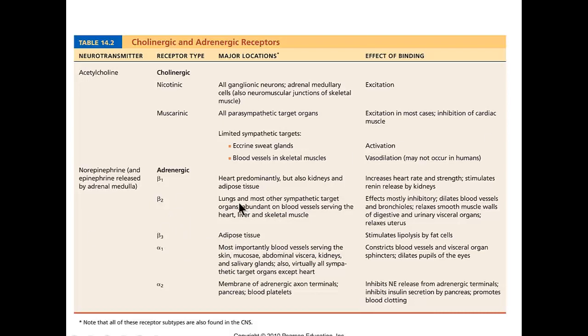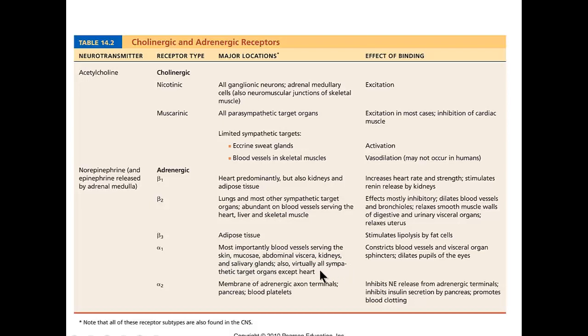Fatty acids and glycerol, which our metabolism can use to make glucose, right, and make ATP, depending on what nutrient source, which glycerol or fatty acids. And then alpha-1 receptors we find on blood vessels in the skin, kidneys, salivary glands. So it's going to cause constriction, dilate the pupils of the eyes. So we're not going to have you memorize every single one, but let's just talk about the major ones.